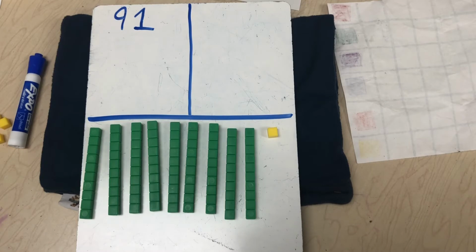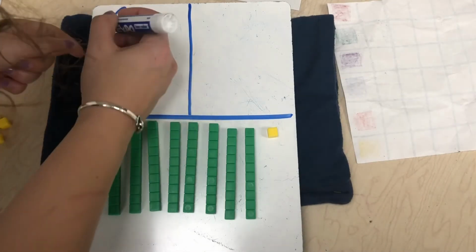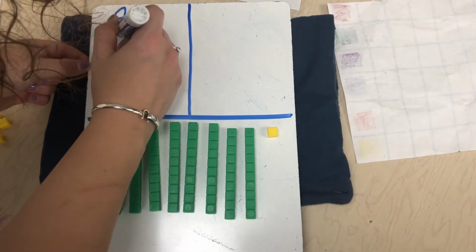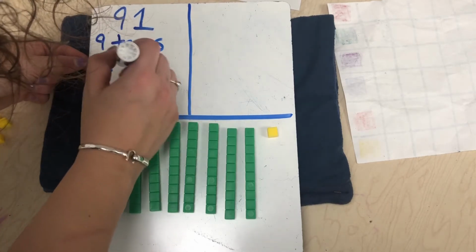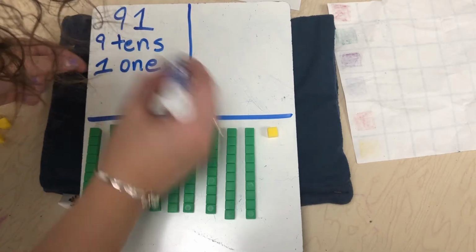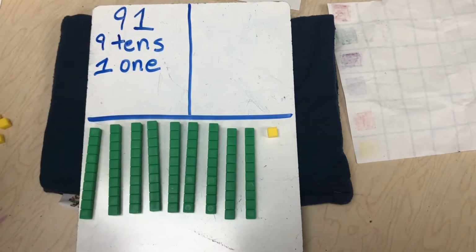Okay, so we said there are 9 tens and 1 one, because there's only 1. Good job.